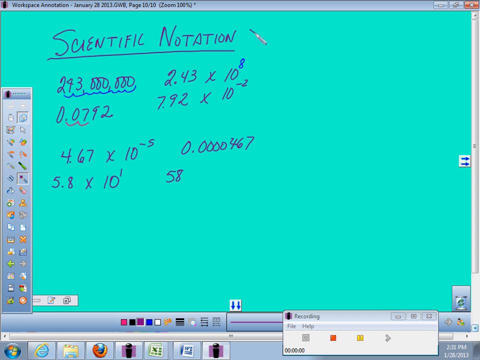Now, what I really want, my whole purpose, and why is it in this section? Because we're going to multiply and divide them, and it requires us to use our rules of exponents that we just learned.